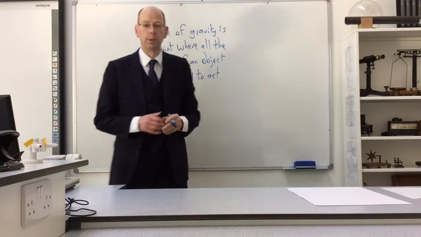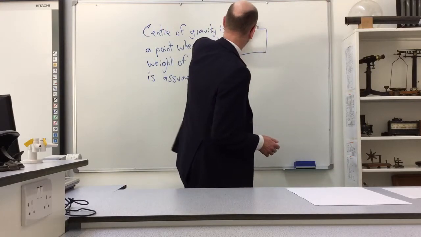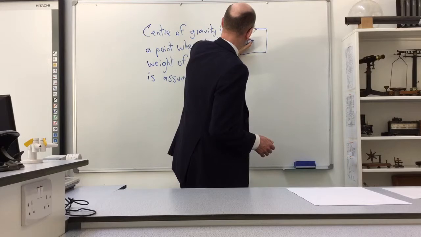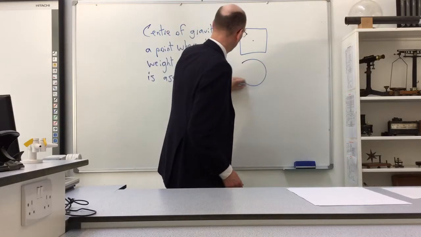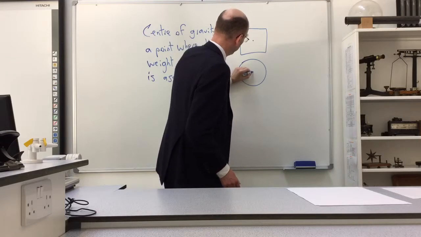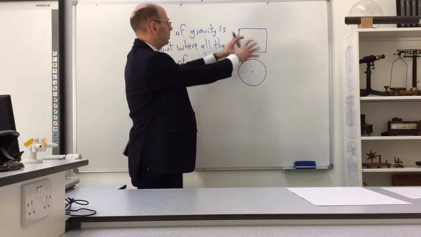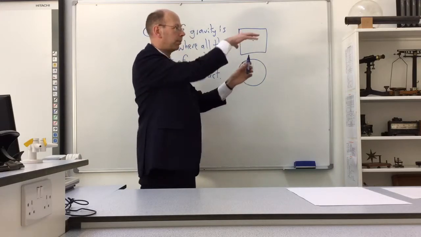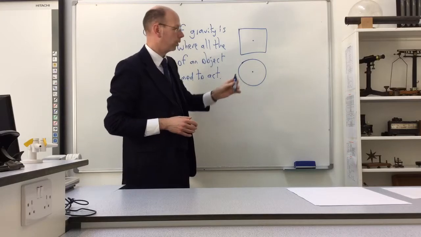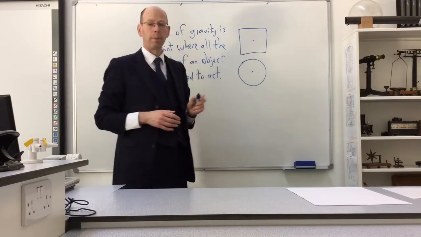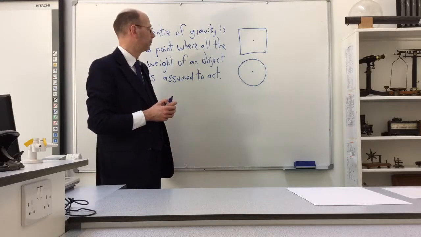So let's take some simple examples. Imagine we've got a square piece of paper. The centre of gravity would be exactly in the middle, or a round plate. Once again, the centre of gravity would be right there in the middle. And what that means is that if you tried to balance the paper or the plate, you'd have to put your pivot right underneath that point, and then it would balance. The centre of gravity is right in the middle.